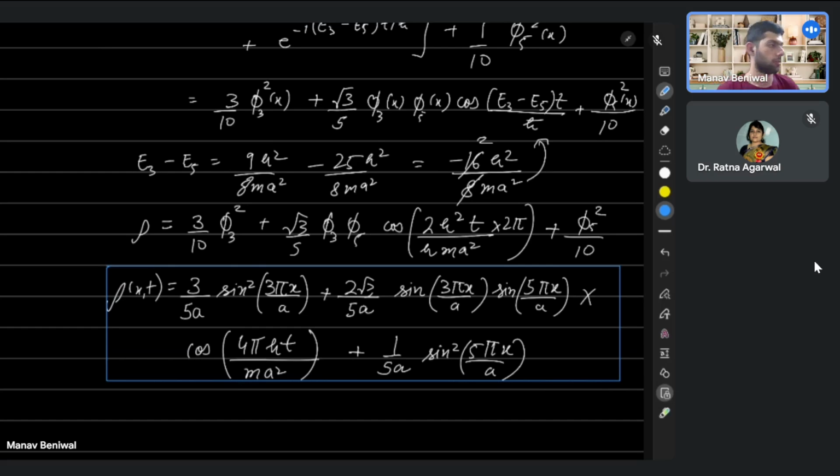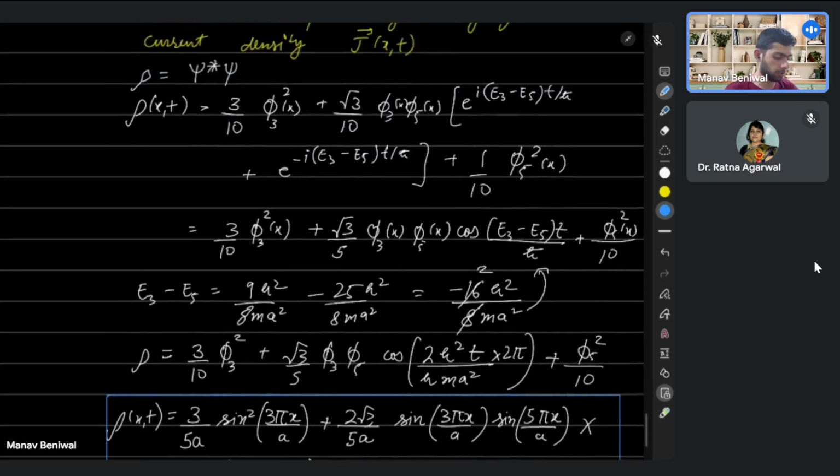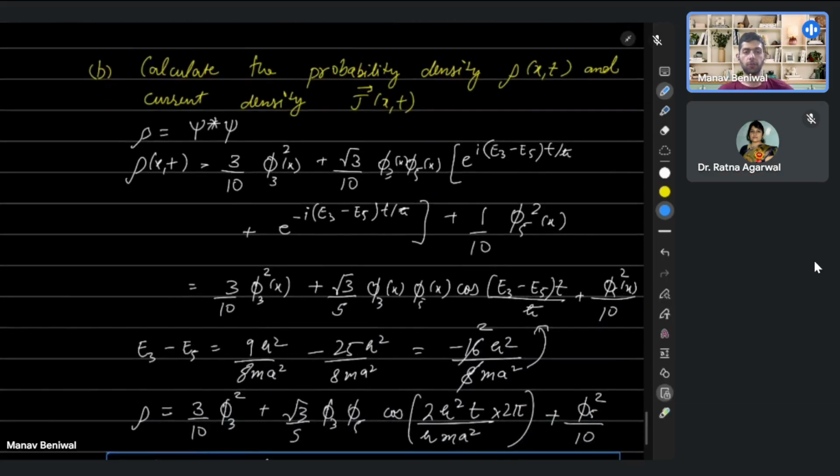Okay, so I think it's already 5 p.m. So what we can do is continue with this problem in the next class. We have calculated rho, and in the next class we will calculate the current density J, and then there is a follow-up question which asks us to verify the probability conservation. So in the last part we will verify that the probability is conserved, which is the continuity equation.